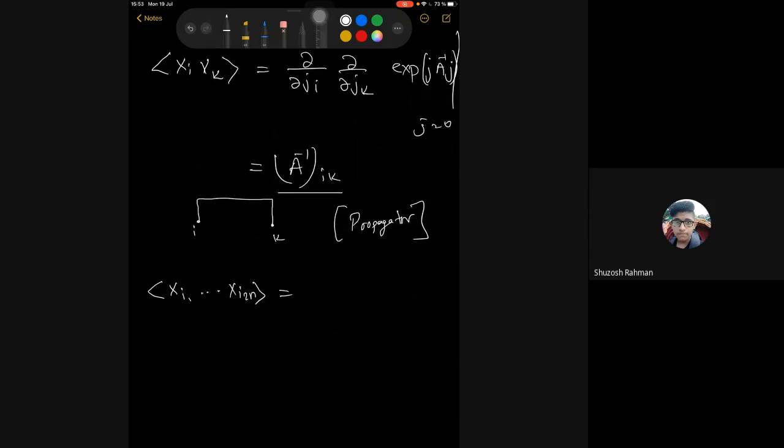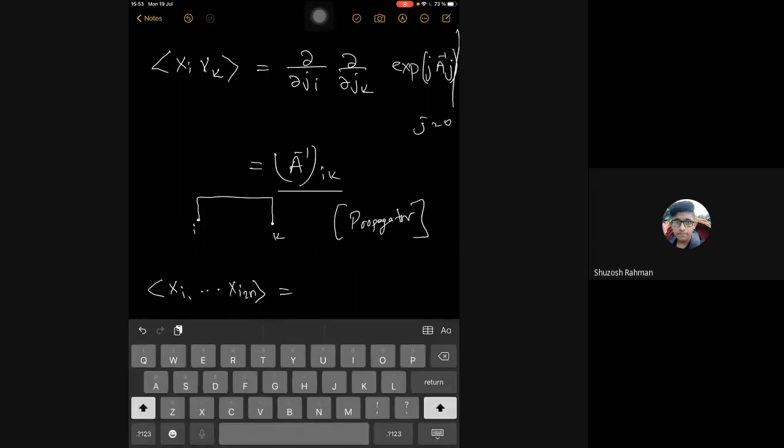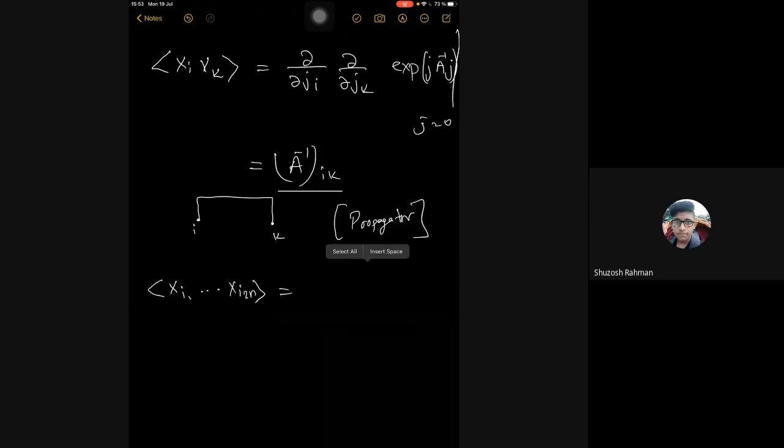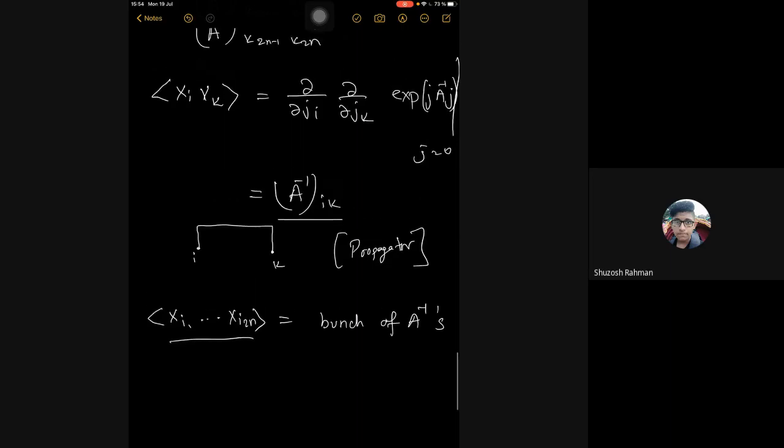So any correlation function like this, you'll have a bunch of A inverses, because anything other than that, you set it to 0. You set the j's to 0. Any term containing j, that is, if any of the j's remain, that term gets cancelled out because you're setting j to 0.